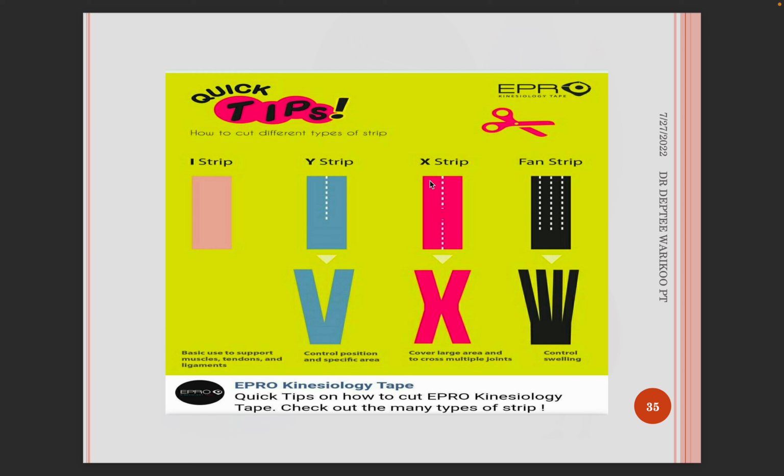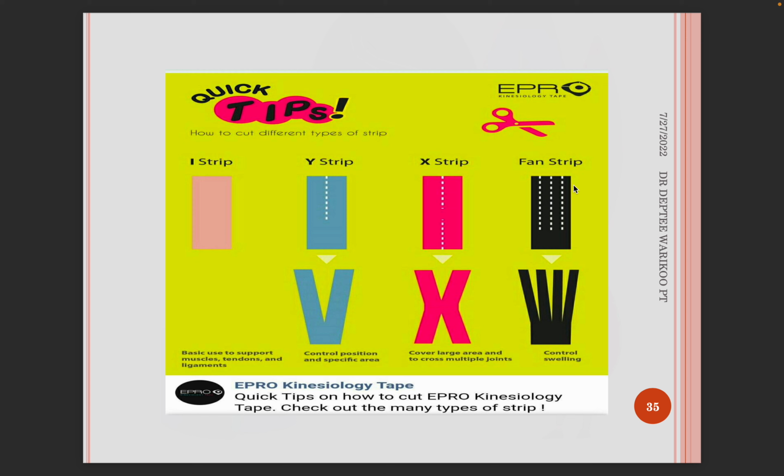Then if we cut one I strip from the proximal part and from the distal part towards the midline, towards the middle, and then have four-sided angular pulls, we will have an X strip. It covers a larger area, crosses multiple joints, and can be mainly used at your back. This is the X strip. Then we have fan shaped strips, mainly used for multipennate muscles like the deltoid, where we can also use it to control the swelling.